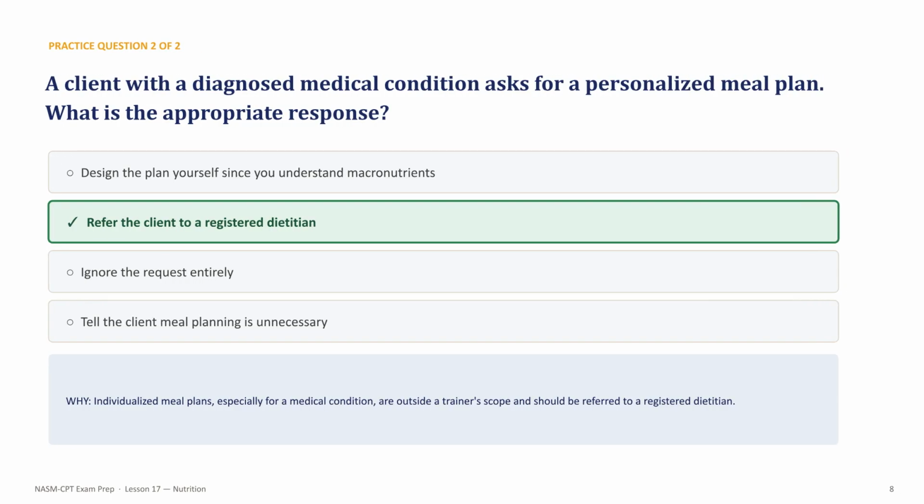One more question. A client with a diagnosed medical condition asks for a personalized meal plan. What is the appropriate response? Pause and think back to the scope of practice table. The correct answer is refer the client to a registered dietitian. Here's why. Individualized meal plans, especially for a medical condition, are outside a trainer's scope and should be referred to a registered dietitian.